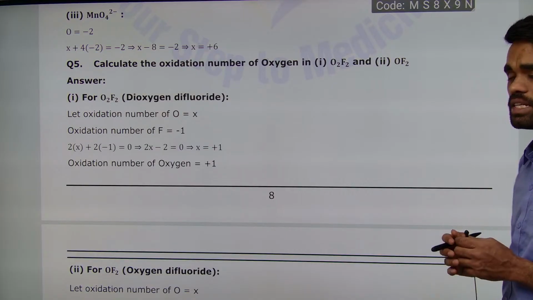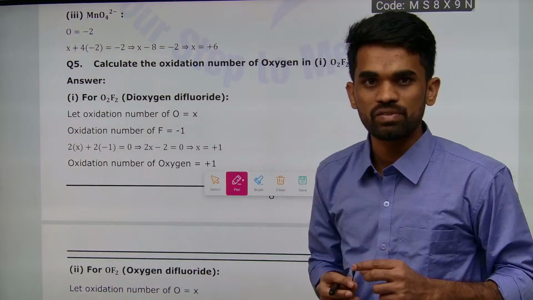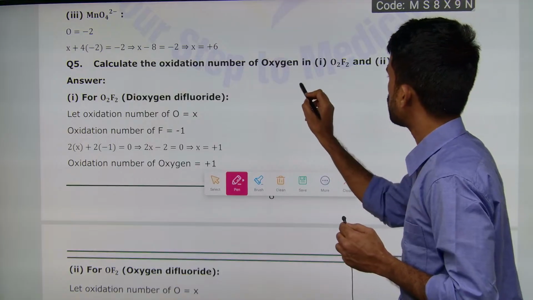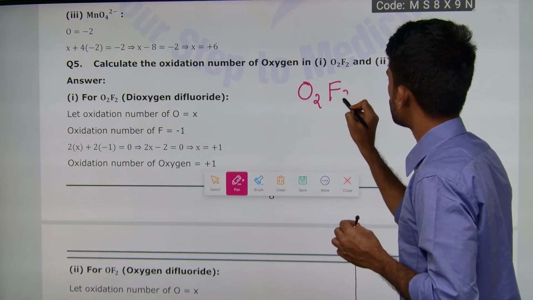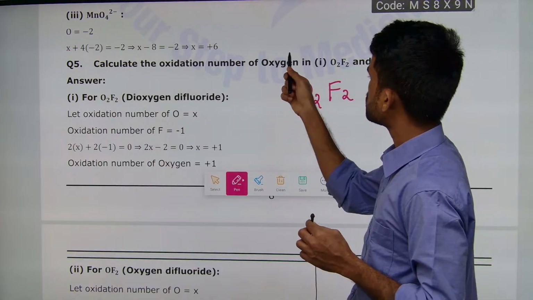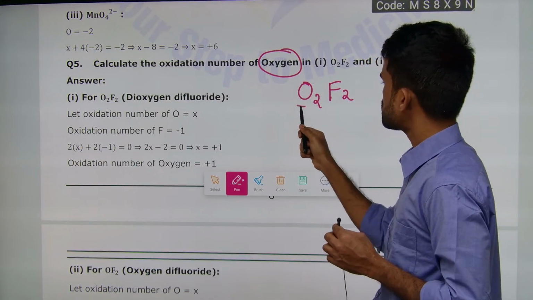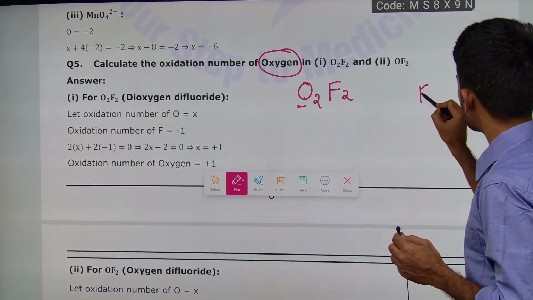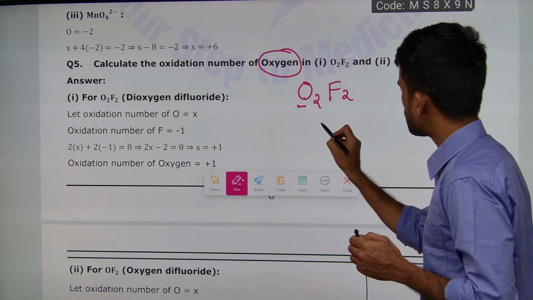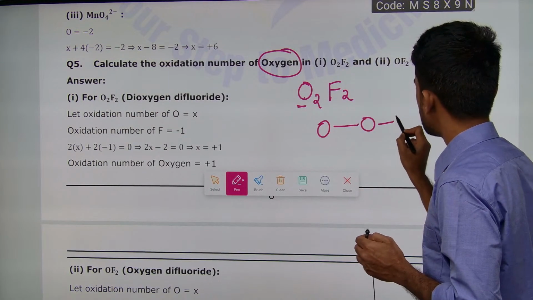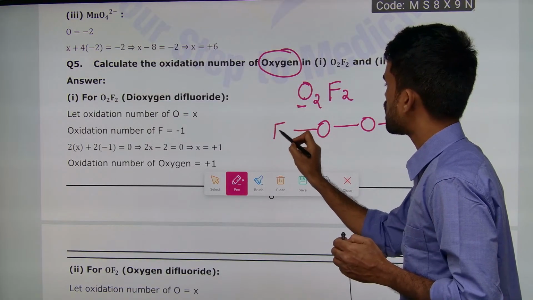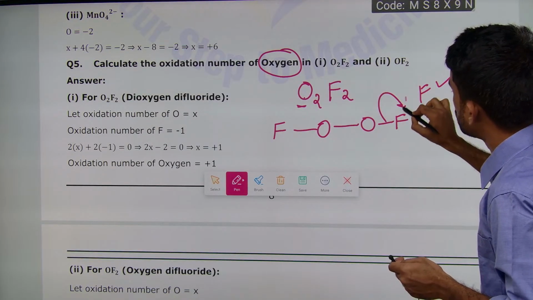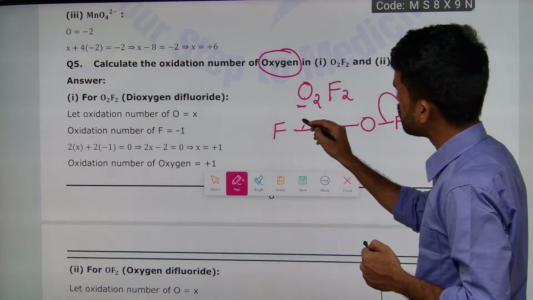See, oxidation states are assigned based on the electronegativity difference between the attached atoms. Let me explain once again. O2F2 is given. They are asking to calculate the oxidation state of oxygen in O2F2. Between oxygen and fluorine, which is more electronegative? We know fluorine is more electronegative. The bonded electrons are polarized towards the more electronegative atom only. So the bond will be taken by fluorine only. Here also the bond will be taken by fluorine only.